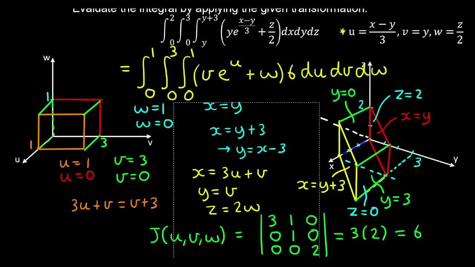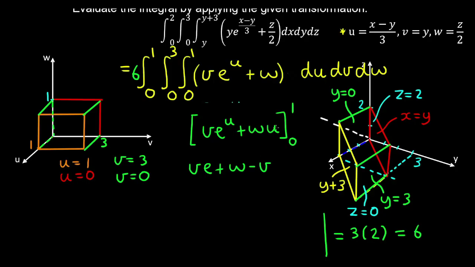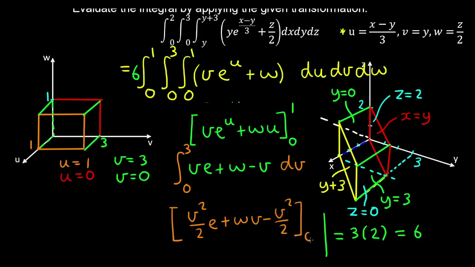So let's evaluate our integral over here. So we'll take the Jacobian, being a constant, outside the integral, and integrate over u first. So we have v e to the u plus wu evaluated at 0 and 1, which gives ve plus w minus v minus 0. And then we integrate this over v from v equals 0 to v equals 3. So what we get is v squared on 2 by e plus wv minus v squared on 2 evaluated at v equals 0 and v equals 3.